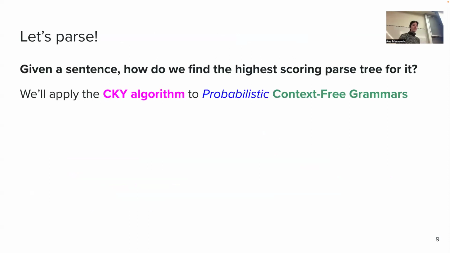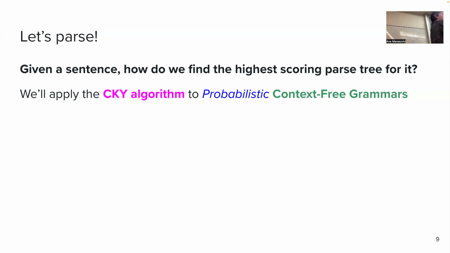Okay, so today our goal is, given a sentence, to find the high scoring parse tree for it. To do that, we are going to apply something called the CKY algorithm to something called probabilistic context-free grammars. This is a bunch of words you likely haven't heard before. So how are we going to do this today? First, we're going to talk about context-free grammars, what they are. Then we are going to extend them to probabilistic context-free grammars. And then we're going to apply the CKY algorithm to these PCFGs, which is an abbreviation for probabilistic context-free grammars. That's going to give us the solution to the question: given a sentence, how do we find the high scoring parse tree? Yes, please.